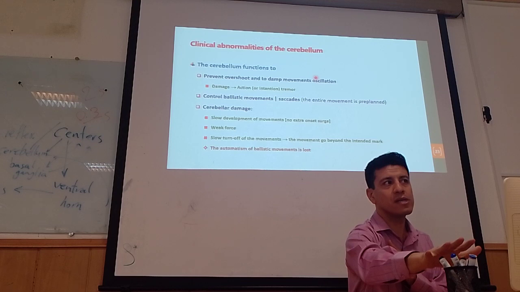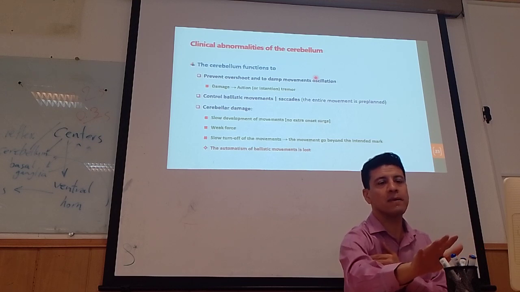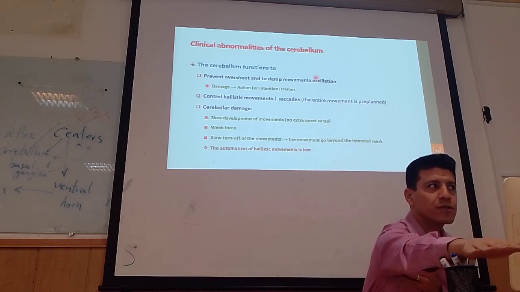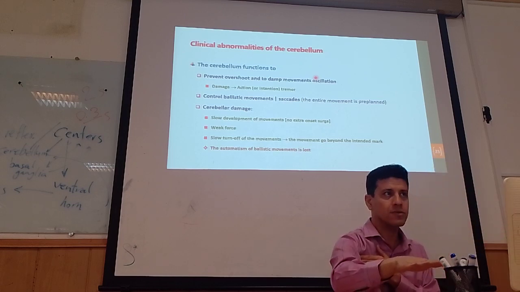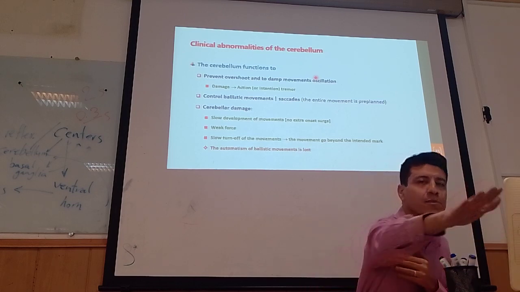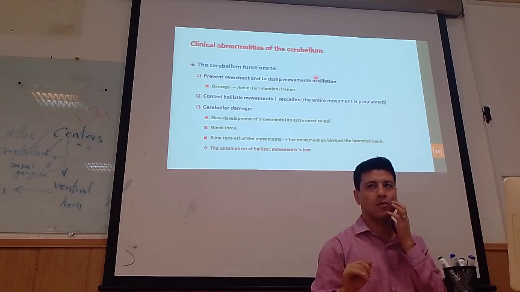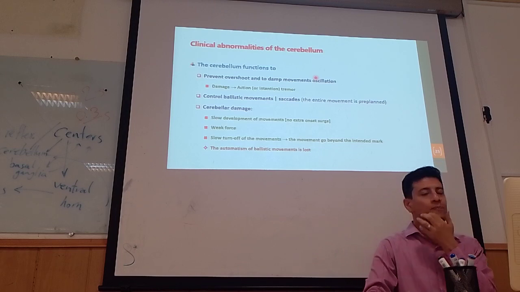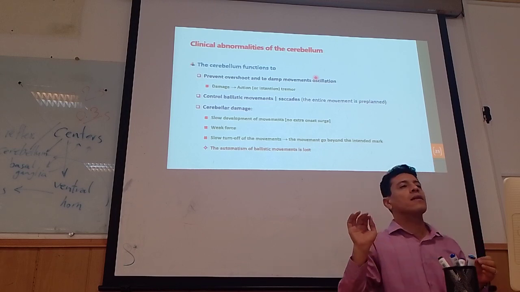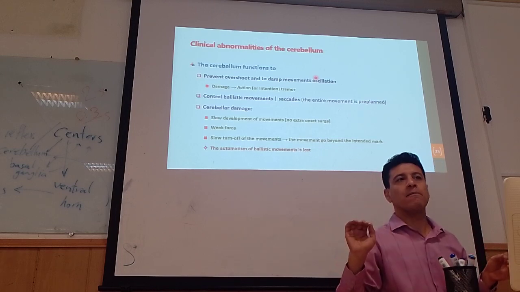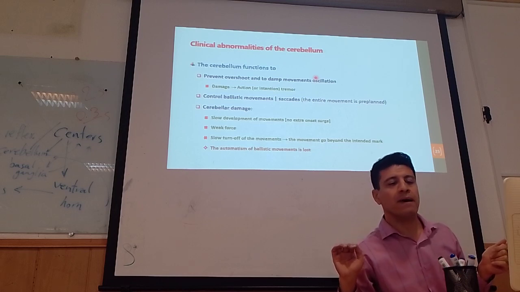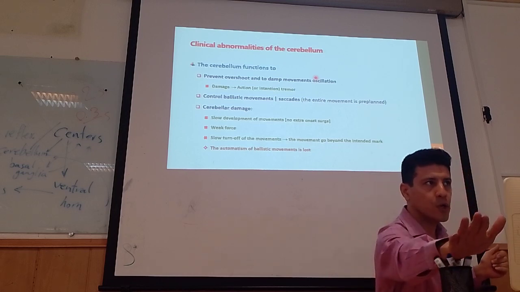If the cerebellum is lost, the movement may pass, so we will have overshoot or undershoot. We call this past pointing. So the target is passed. When the cerebellum is lost, the movement is not correct. So the movement passes the target. We will have the overshoot.